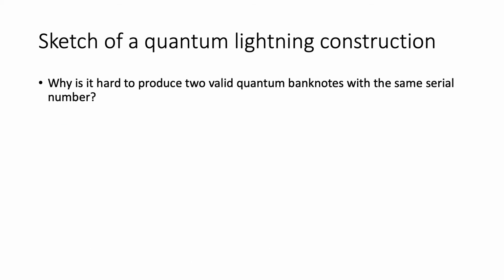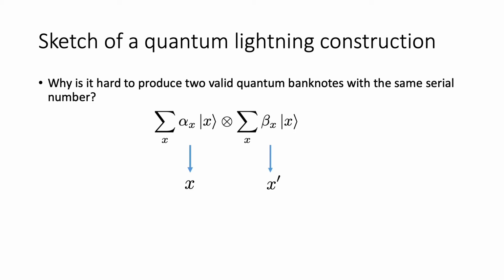And so what is the intuition as for why it is hard to produce two valid quantum banknotes with the same serial number? Well, if you had two states that are both non-trivial superpositions over pre-images of the same serial number Y, then what you could do is you could simply measure them both, and with noticeable probability, you would get two distinct pre-images of Y. And this breaks the collision resistance property of the hash function.